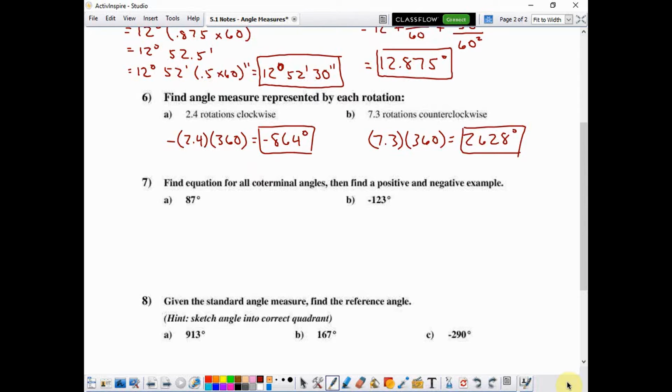Find an equation for all coterminal angles, then find a positive and a negative example. So a coterminal angle is plus or minus 360, so what I can do is 87 degrees plus 360 times, and we'll use k as a variable, degrees, and that can be positive or negative. Some integer though, that k has to be an integer because if it's a decimal I won't be at a multiple of 360. So I have to write where k is an integer.